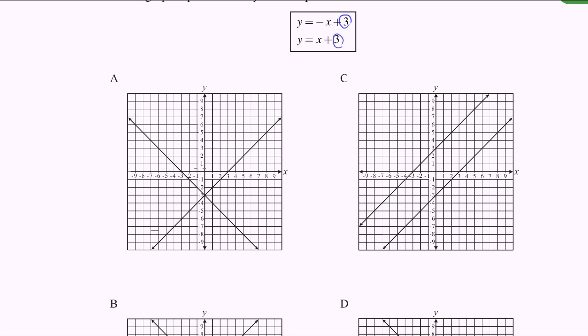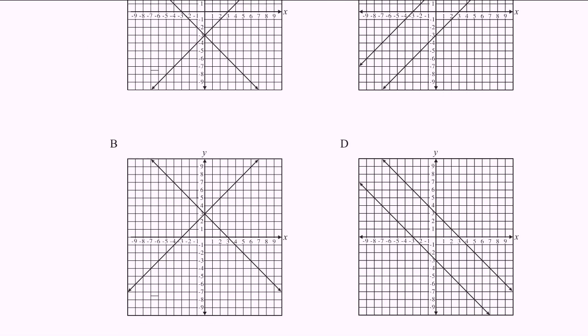So choice A, neither of them. In choice A, both of their y-intercepts are -3. We need to see a +3 here, so it's not choice A. In choice C, one of the lines intersects at +3, but the other line intersects at -3. And they also have the same slope, and these obviously don't have the same slope, so it's not going to be choice C.